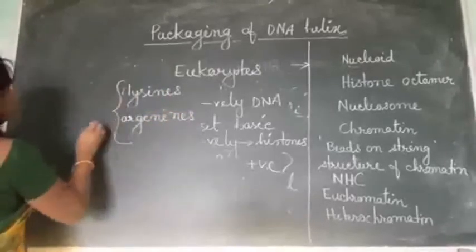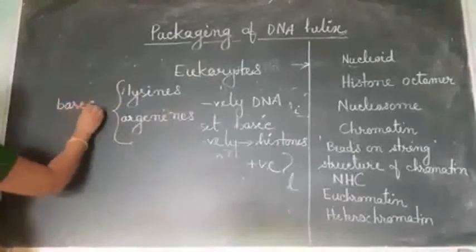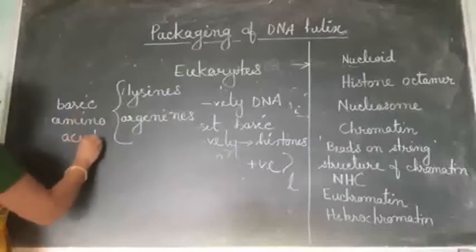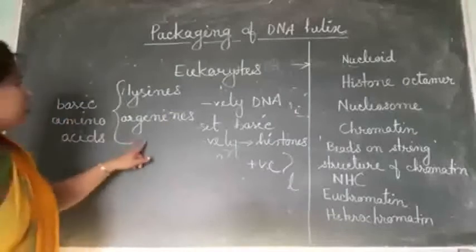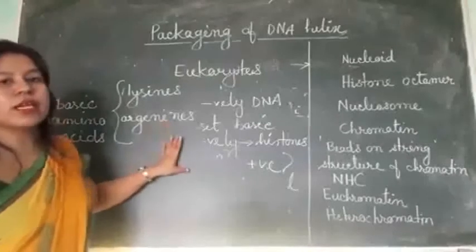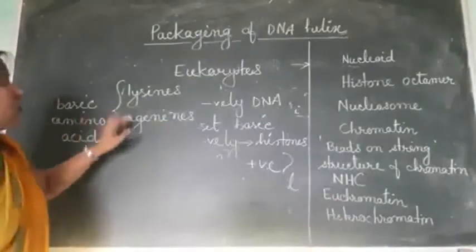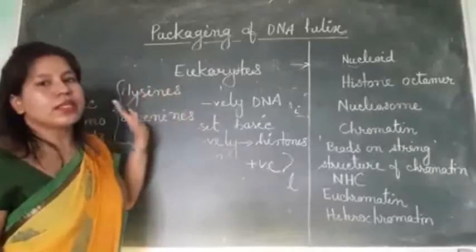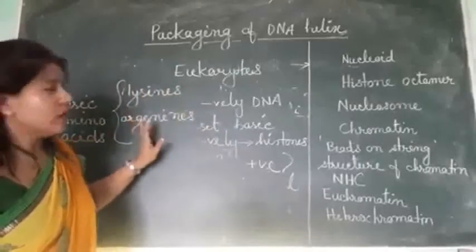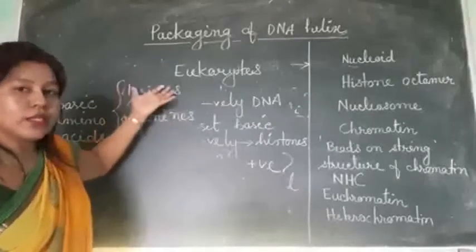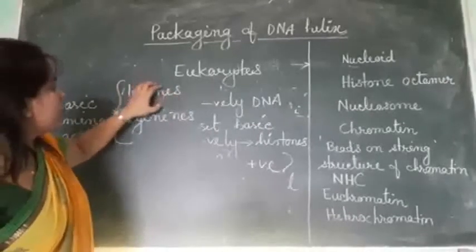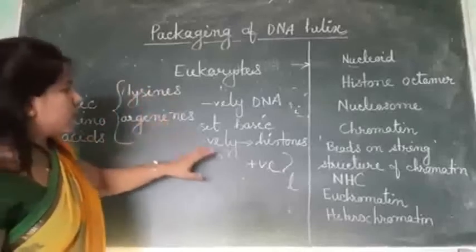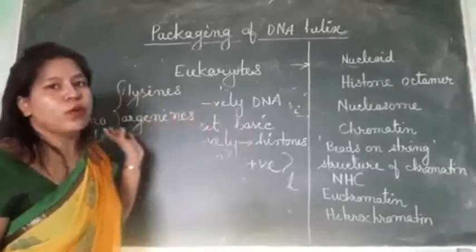These are the 2 basic amino acids that are abundantly present in histone protein. So both these amino acids carry positive charges in their side chains. Clear? These 2 amino acids are abundantly present in histone proteins and both of these amino acids carry positive charges in their side chains. That's why the charge of histone is also positive.